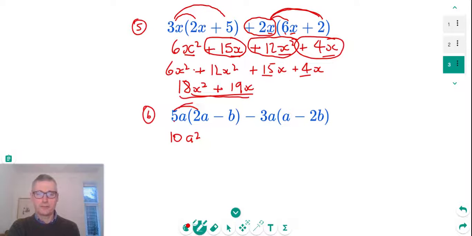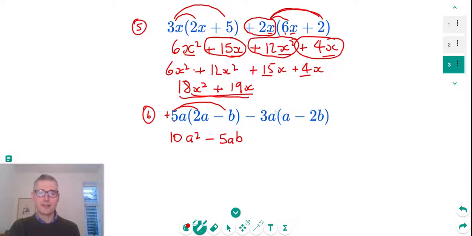Now I'm going to multiply the 5a by negative b there, minus b. And so if I do that, I can say, well, 5a times b is just actually 5ab. And I've got a positive number there times by a negative number. And so overall, that's going to give me a negative answer. So that's minus 5ab.